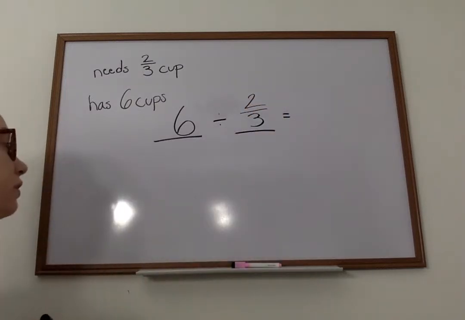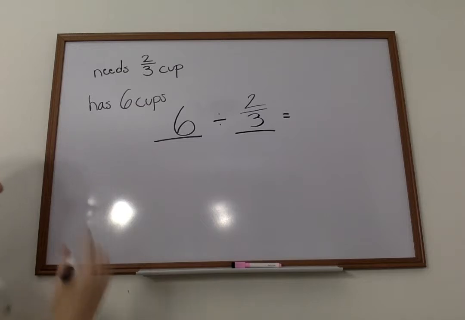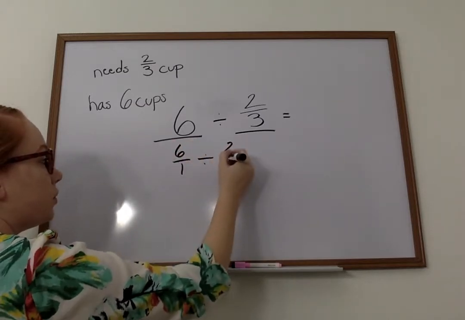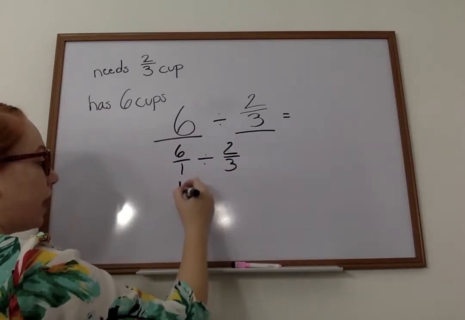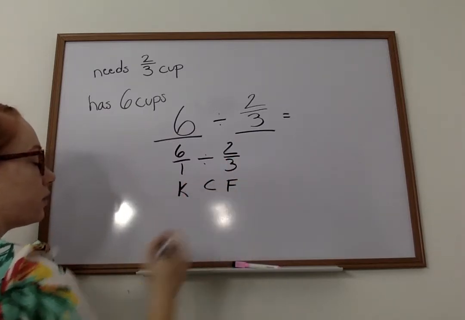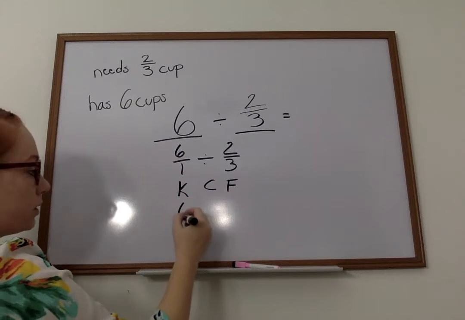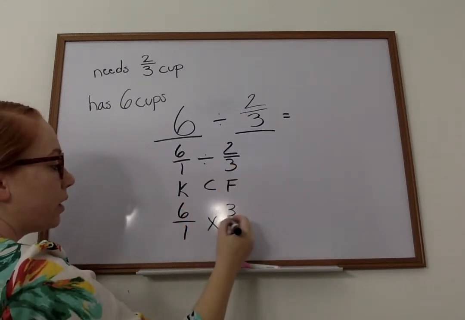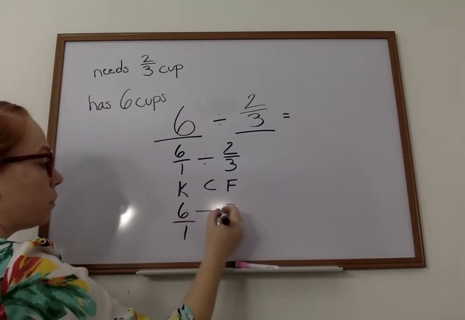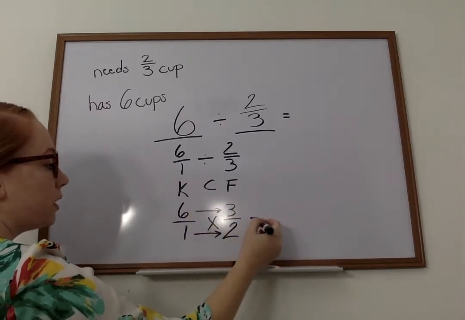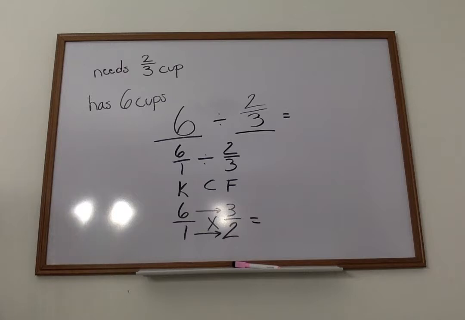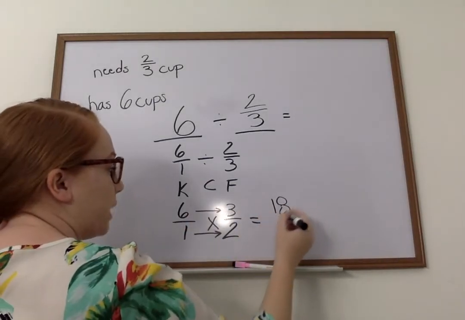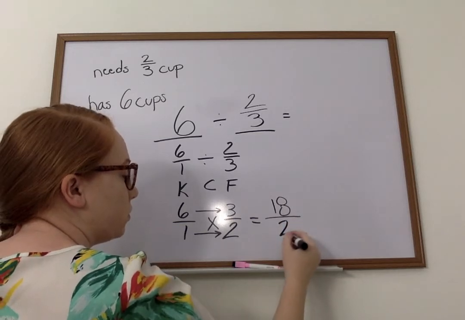Now we're going to do our division like we did on the last problem. First, they both need to be fractions, 6 over 1 divided by 2/3. Then we do the KCF. We're going to keep 6 over 1. We're going to change the sign. We're going to flip the last one. Now we multiply across like last chapter. So then we see we have 6 times 3, which is 18. Then we have 1 times 2, which is 2.